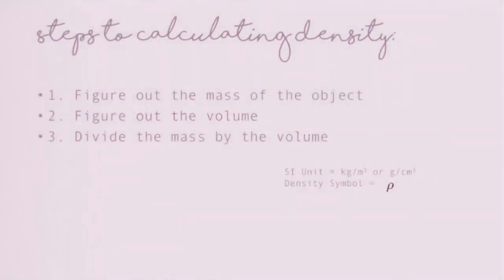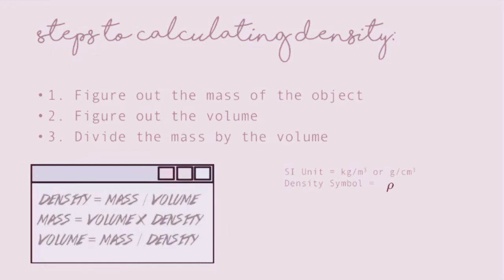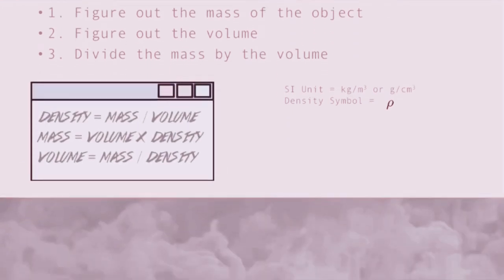How do you calculate density? First of all, you have to figure out the mass and the volume of the object. After that, proceed to divide the mass by the volume. The SI units commonly used for density are kilograms per meter cubed or grams per centimeter cubed. Here are the formulas on how to obtain density, mass, and volume.